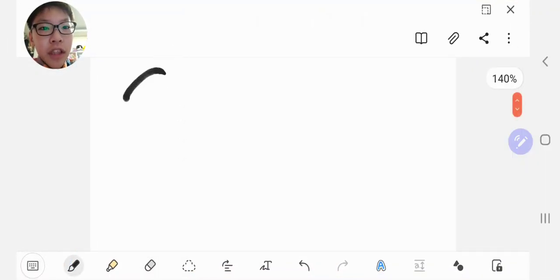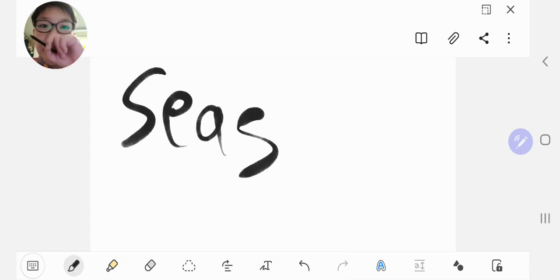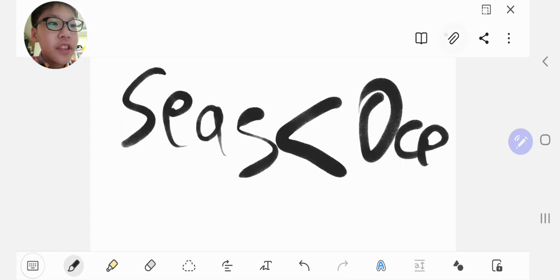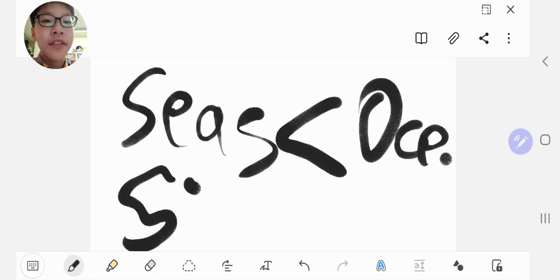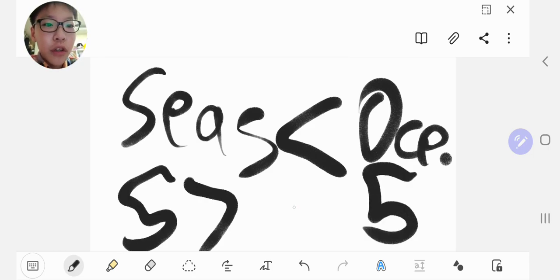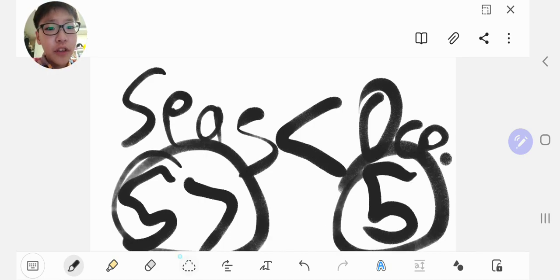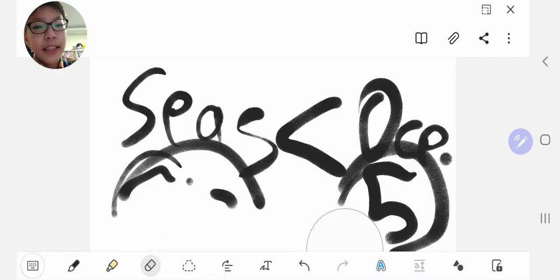Okay, back in the notes, seas are smaller than oceans. So their sizes are the differences first. Oceans, I don't have enough space here. And usually there are loads and loads more seas. There are 57 seas in the world. And just, if I remember, there are 5 oceans in the world. So yeah. Now there are 57 seas in the world and 5 oceans in the world. And that's basically the differences.